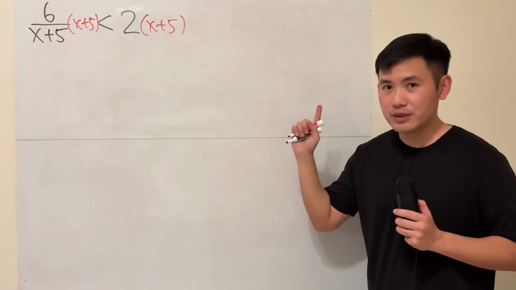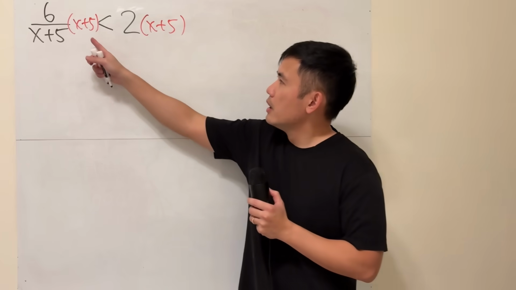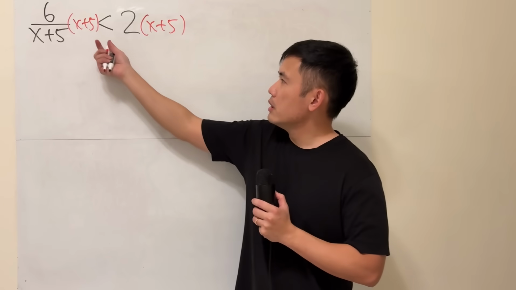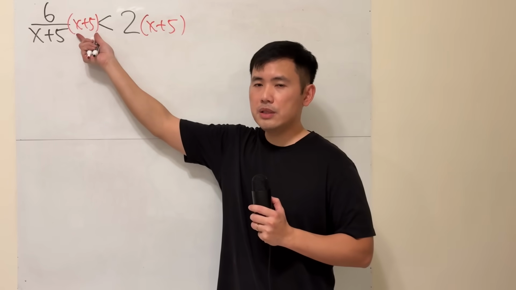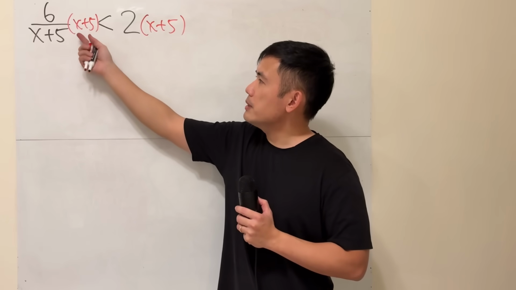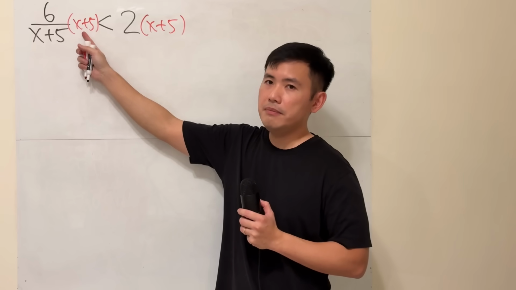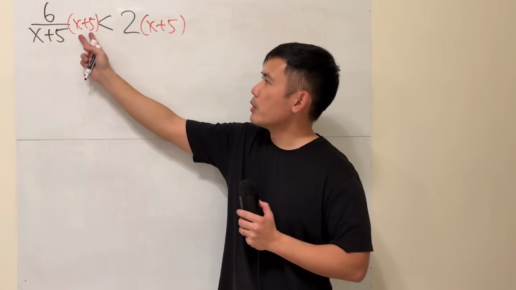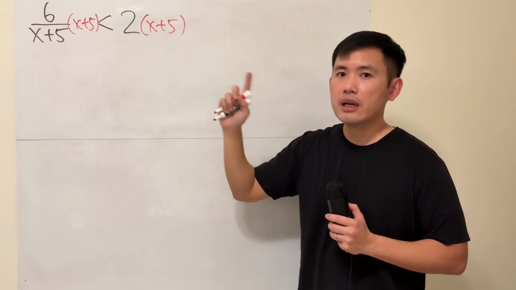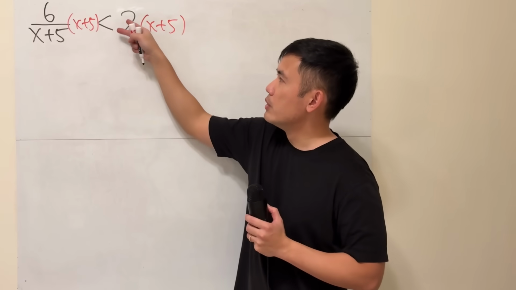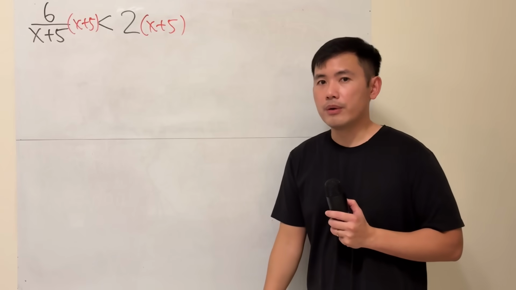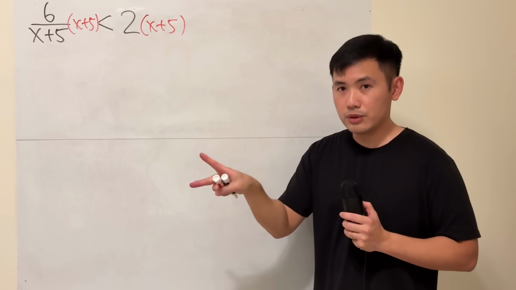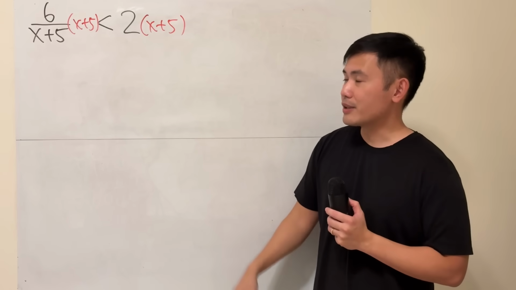The reason this is wrong is that when you multiply this quantity to both sides, you don't know if it is going to be a positive or negative term. For example, if x is negative 7, negative 7 plus 5 is negative 2. So we are multiplying negative 2 to both sides, which means we will have to flip the inequality symbol. When you multiply both sides by a negative number, remember to do this, right? So this is not good.